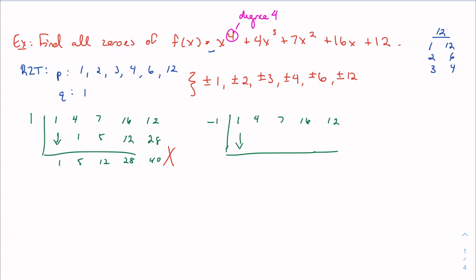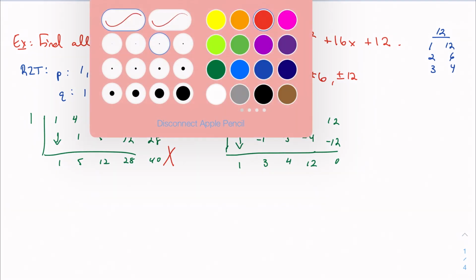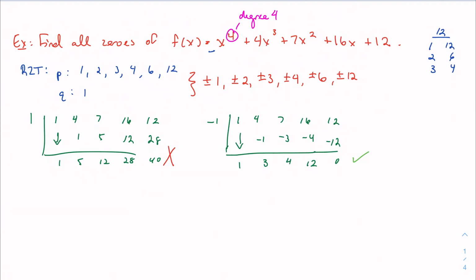So 1, 3, 4, oh, this could be it. -4, 12, -12, all right, this works. I'll stick with green. This works. This tells us that -1 is a 0. If I keep track of my quotient, though, I have x cubed plus 3x squared plus 4x plus 12. I don't know enough to factor this yet.